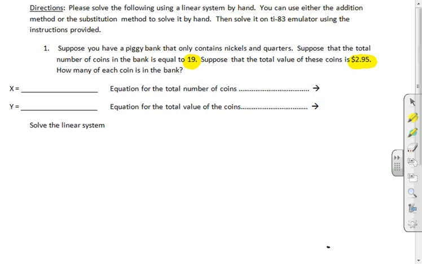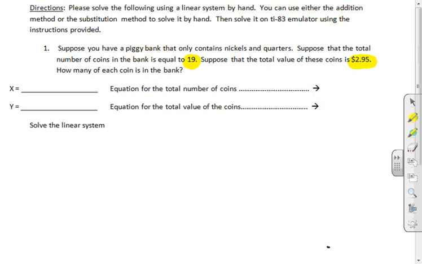Please solve the following using a linear system by hand. You can either use the addition method or the substitution method. Again, refer to the link in your email for steps how to do this. I'm going to model it now. Then solve another one on the TI-83 emulator. Hopefully I'm going to do another little quick video for that, for what kids are expected to do so you can help that along. Okay.